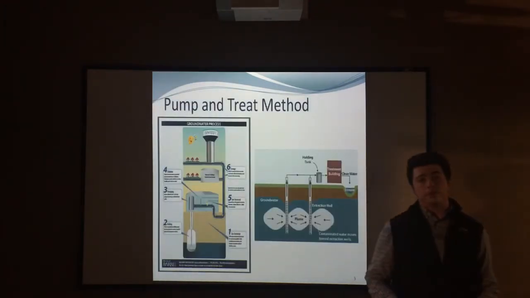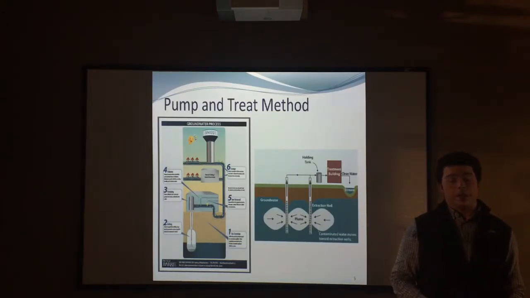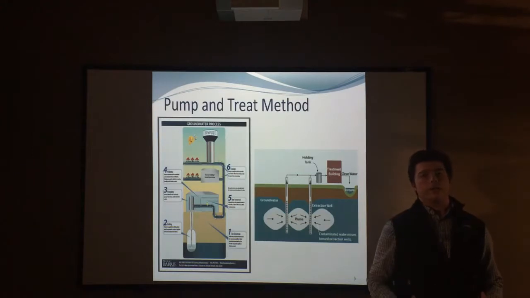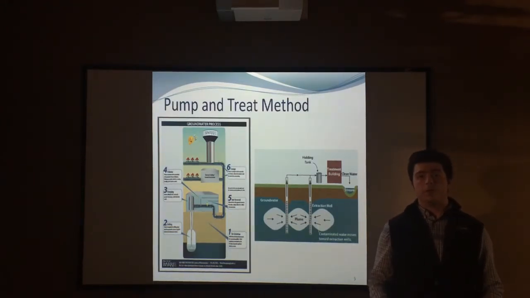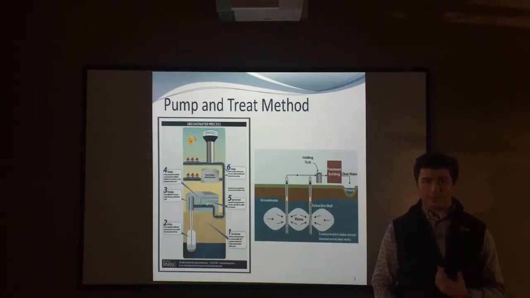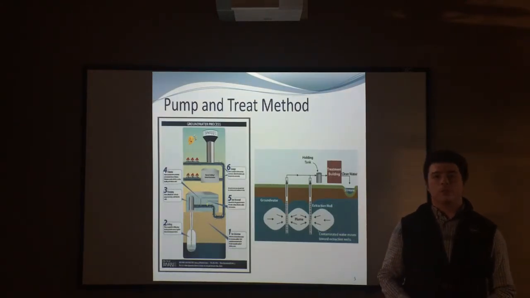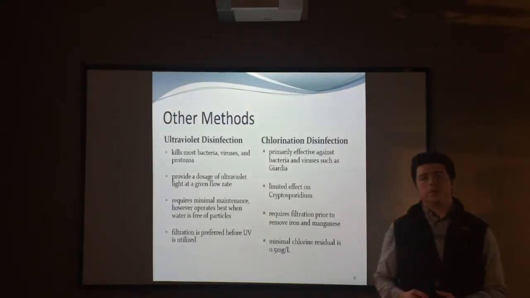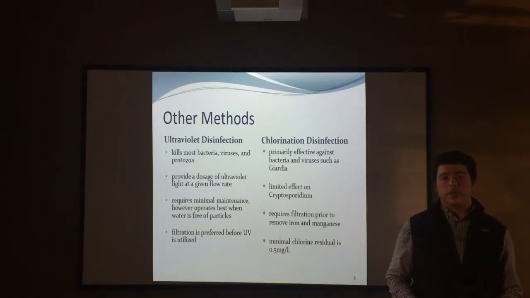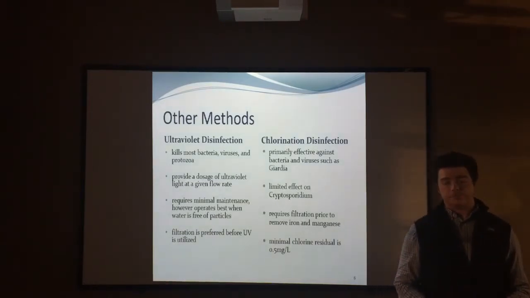So the pump and treat method is the most widely used method in the US and probably most places, to be honest. It's basically where you find a site that's close to an aquifer, you pump that water up to a holding tank, and then you treat it by means of chlorination, ion exchange, filtration, and then produce pure drinking water from it. So some of the other methods are chlorination and ultraviolet disinfection.